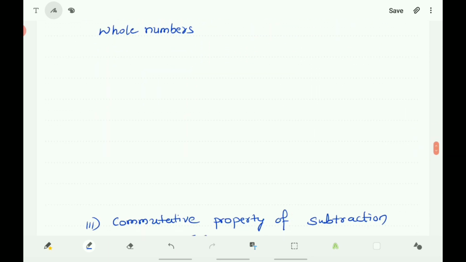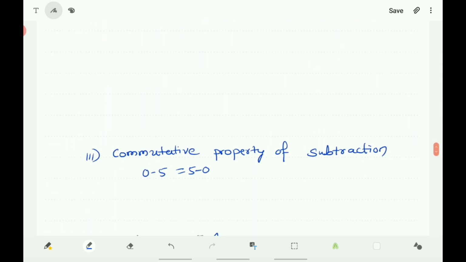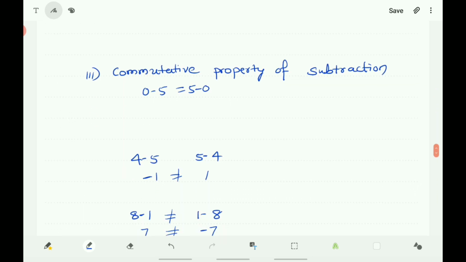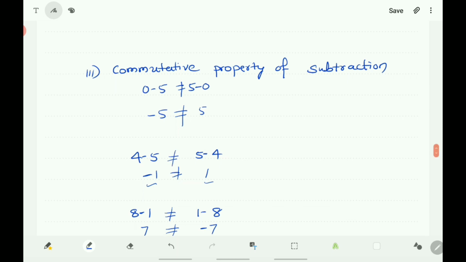Next you take the commutative property of subtraction. Here the first example we have taken is 0 minus 5 and 5 minus 0. You know that 0 minus 5 is minus 5 and 5 minus 0 is 5, and minus 5 is not equal to 5. Therefore 0 minus 5 is not equal to 5 minus 0. Similarly 4 minus 5 is minus 1, 5 minus 4 is 1, and 1 is not equal to minus 1, therefore 4 minus 5 is not equal to 5 minus 4.